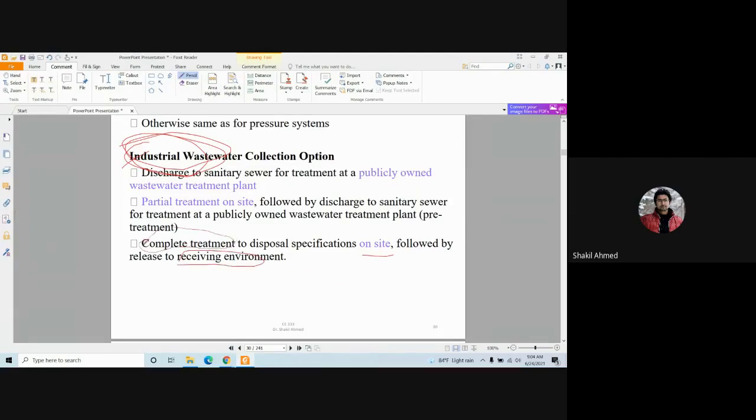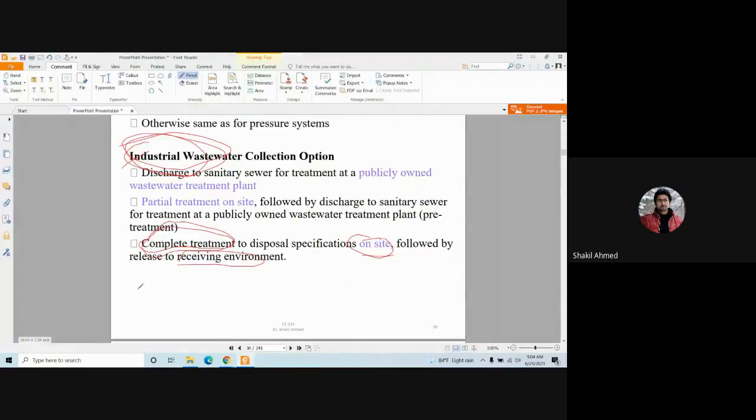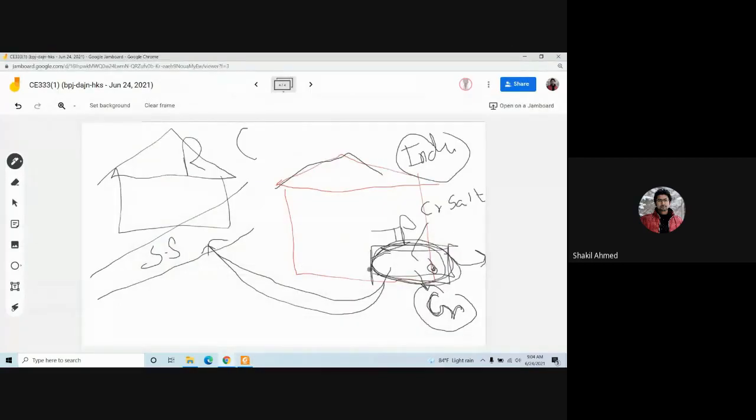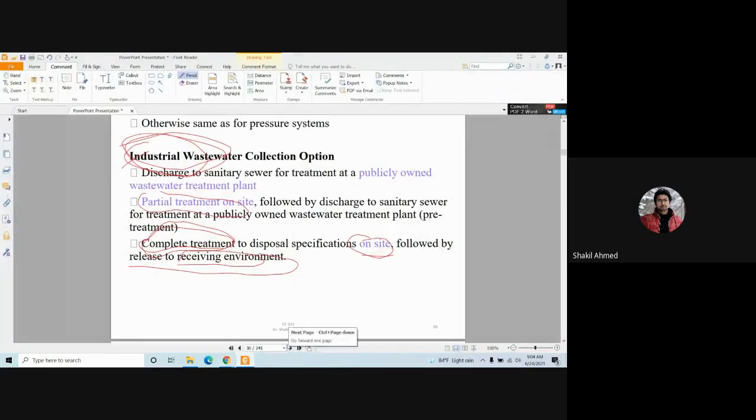In that case, you have to make complete treatment on site, followed by release to the receiving environment. Another one is partial treatment on site, and then release the wastewater into the sanitary sewer. Clear? Yes, sir.